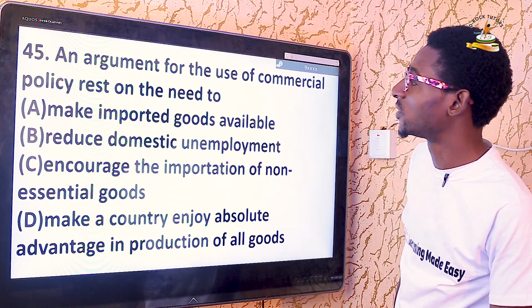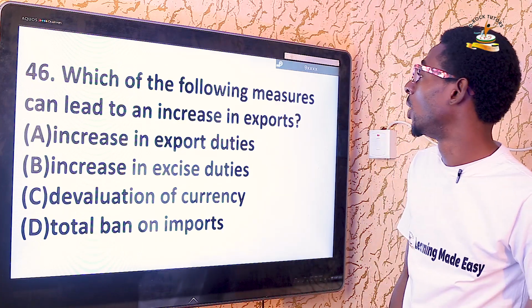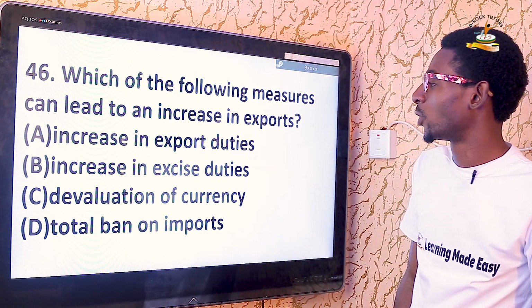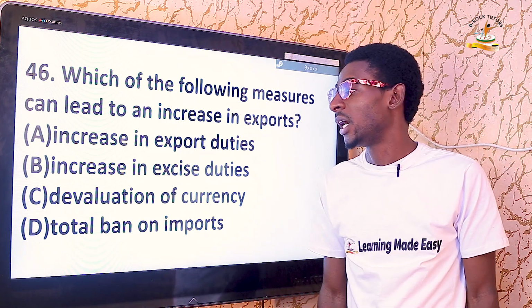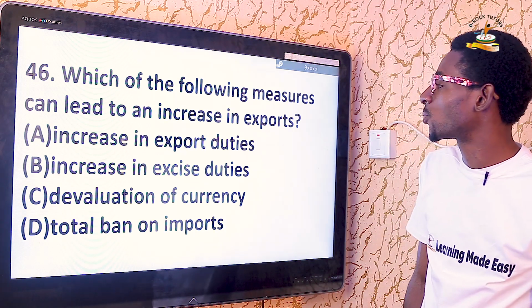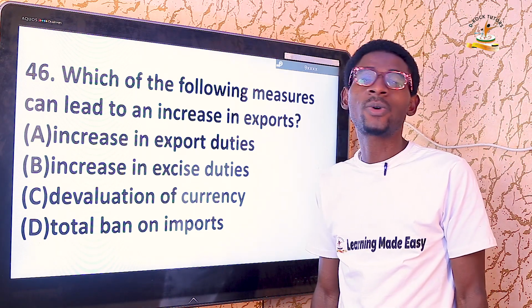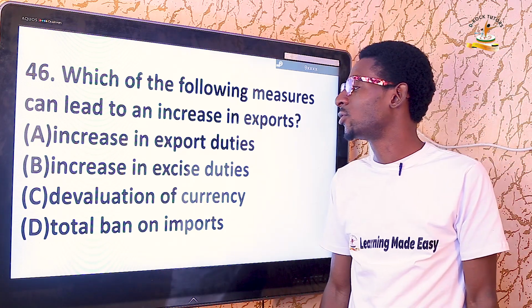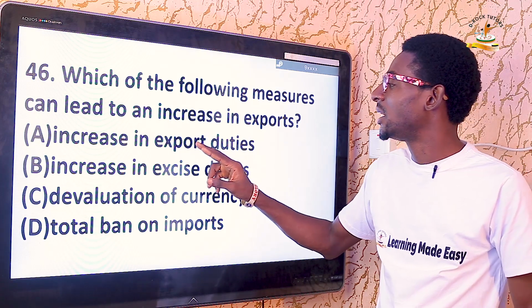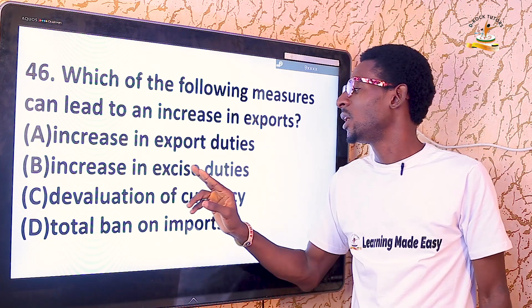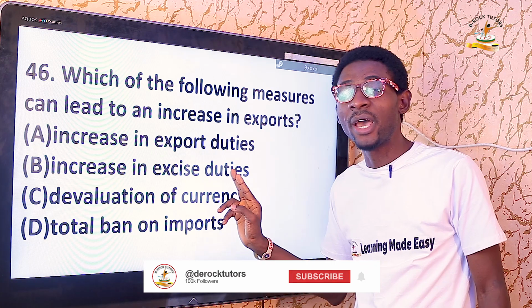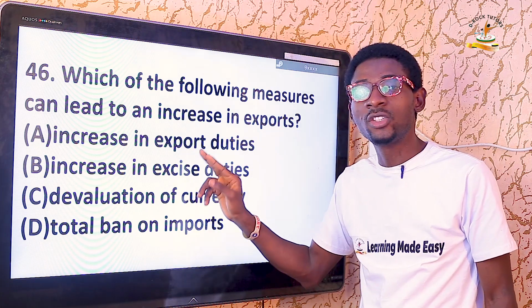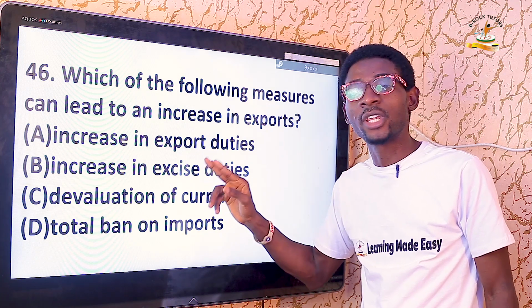46. Which of the following measures can lead to an increase in exports? A, increase in export duties? No. B, increase in excise duties. Now, export duties are levies paid on goods exported. Excise duties are taxes paid on locally made goods. So, if you are increasing all of these things, it is a means to discourage exportation.